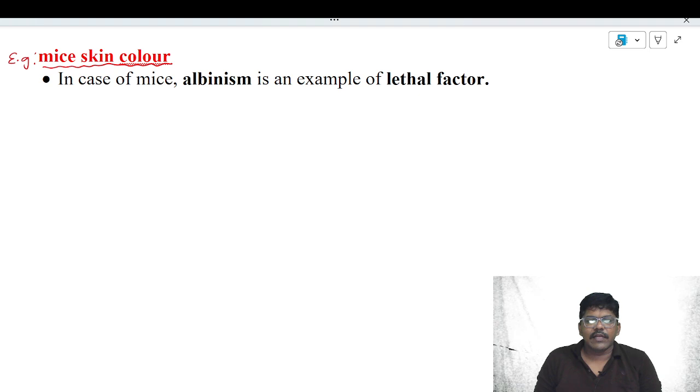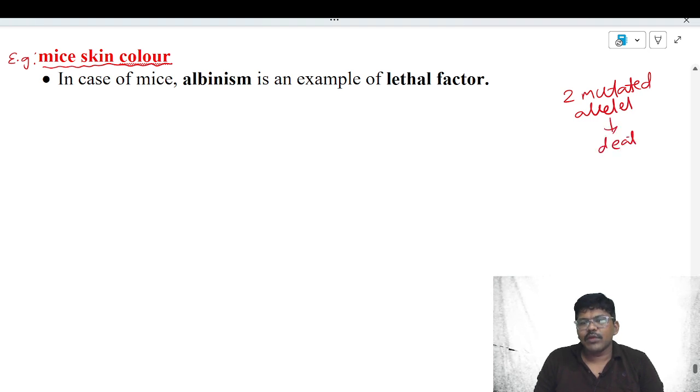Examples of lethal genes are of two types, recessive and dominant. The first example for recessive lethality is mice skin color. Recessive means here two mutated alleles are required for death. If only one mutated allele is there, those act as carriers, which does not lead to the death of the animal.